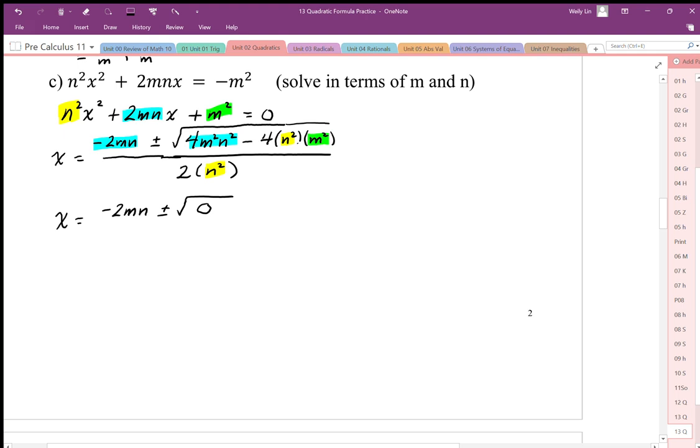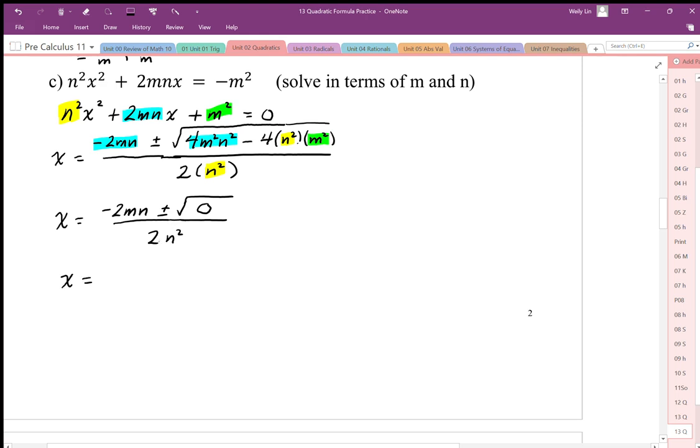The discriminant equaling 0 means that when I find my solution here, I'm going to go from the middle, which is negative 2mn over n squared, and I'm going to add 0, and I'm going to subtract 0 to give me my two solutions. Well, if I add 0 and subtract 0, really I'm in the same place, so I only have one answer here. So this actually gives me a unique solution, or just one solution.